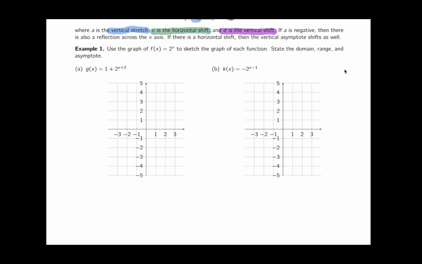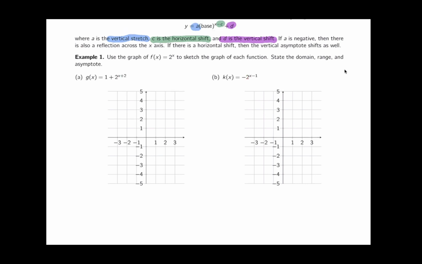So in this example, for both of them, we want to use the graph f of x equals 2 to the x to sketch the graph of two other similar functions. They're similar functions because they have the same base. They're both 2 to the something, right? 2 is the base in both of these, which makes them the same. So I sometimes like to start with a sketch of what my 2 to the x function might look like. Now I need to think about what all of these translations will do to this graph.